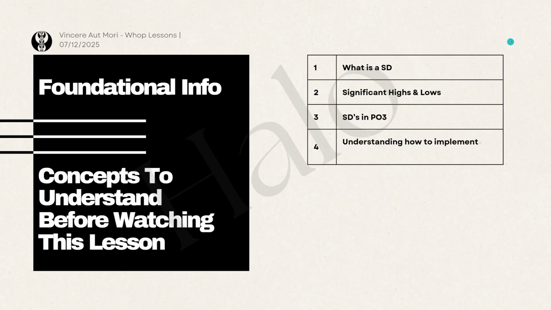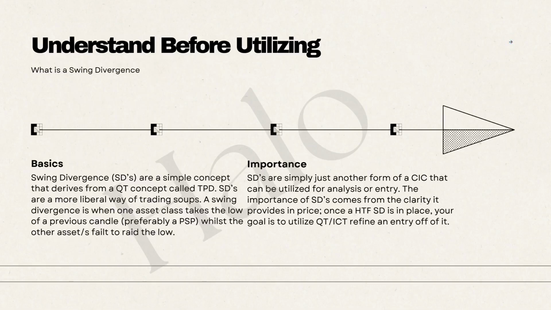So we'll start off with the first slide. Understand, before utilizing, what exactly is a swing divergence and the basics and importance of it. A swing divergence, better known as SD, is a simple concept derived from a quarterly theory concept called TPD. Before I continue further, this is not like TPD in terms of the time frame alignments and all the restrictions that TPD has. SDs have their own restrictions that are different than TPDs.